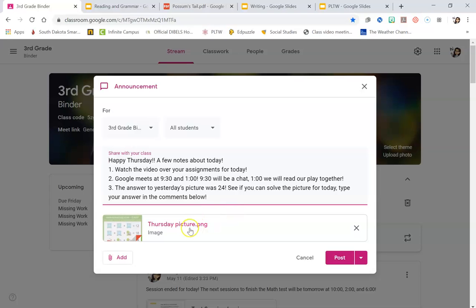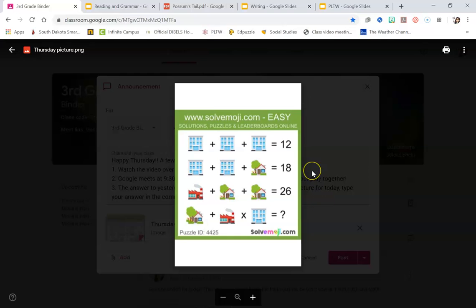Last thing is the answer to yesterday's picture was 24, and some of you did end up getting 24. Awesome job. So look and see if you can solve the picture for today. This one's tricky. There are 2 things that you need to look at. Right here, there's 2 pictures of the house and the tree. So you're going to want to double that number. Whatever you figure out the house is, there's 2 of them.